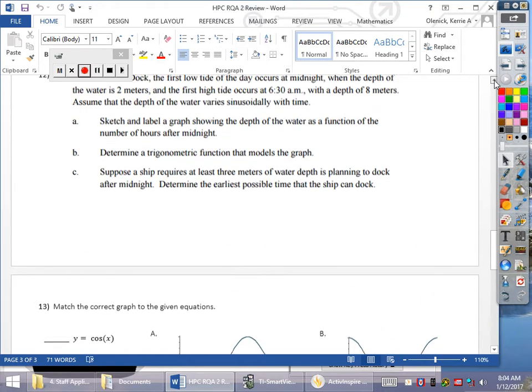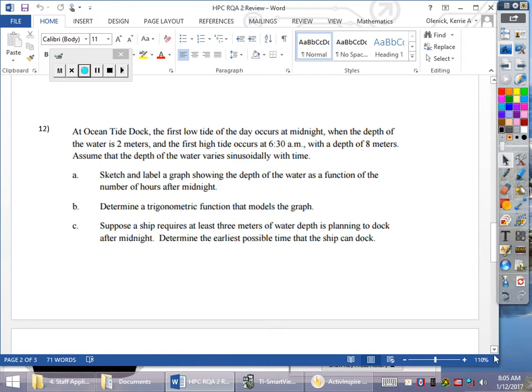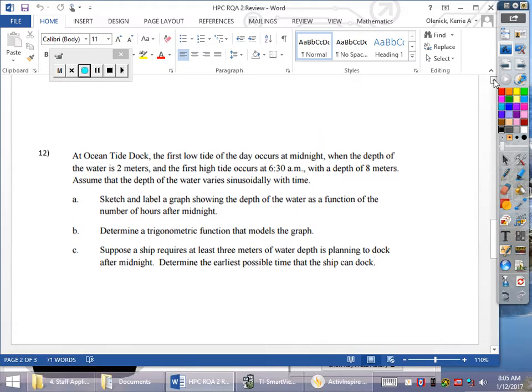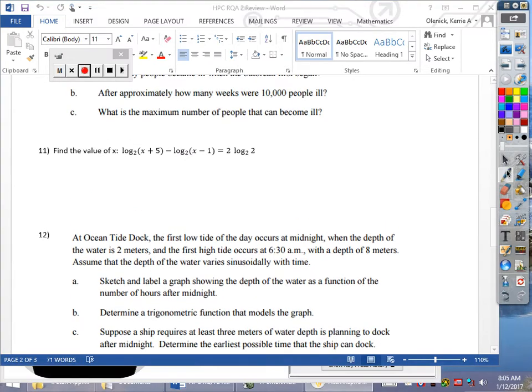Okay. We are on number 12. We're cruising right through. Wow, that was really fast. We're already on number 12? Oh, I skipped 11. Hold on. I skipped 11. Okay, so 11 is very important.